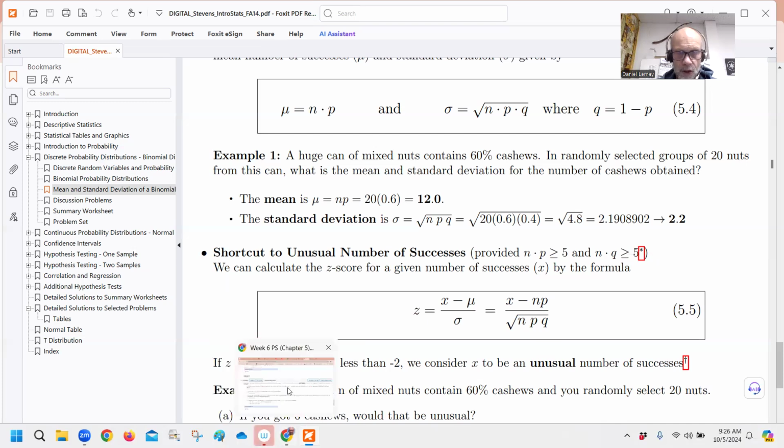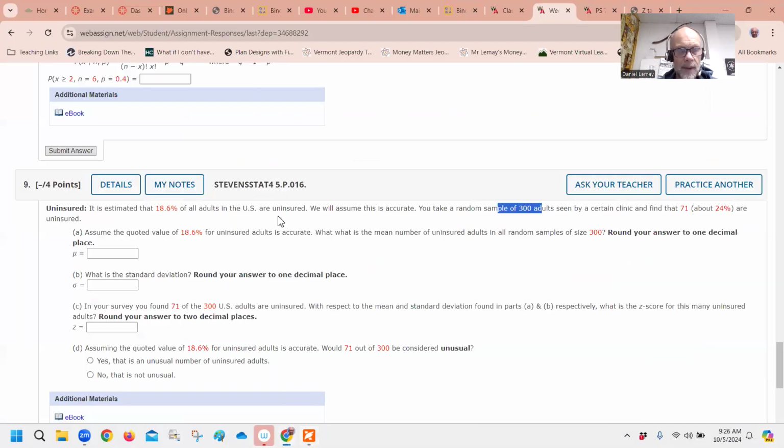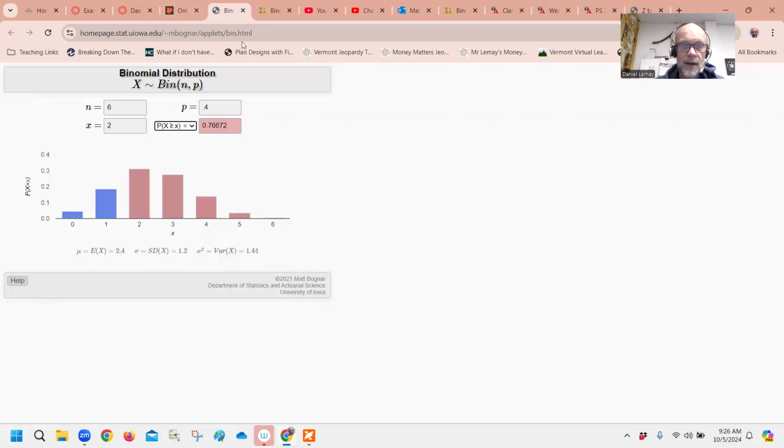Okay, let's see here. What I'm going to do is use this problem as an illustration. And maybe I've already done this in another video, but I want to make sure I include it here. 0.186 is the probability of success, right? That 18.6% of the people are uninsured. And we're looking at a sample size of 300. Okay. So let's go look at that binomial distribution calculator.